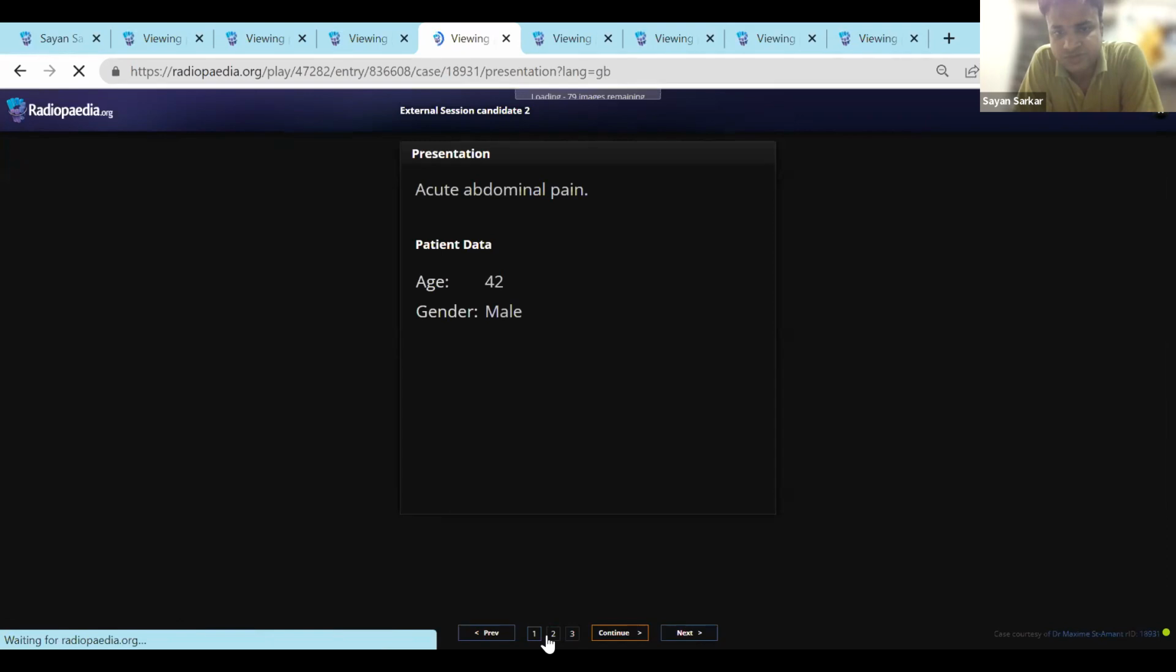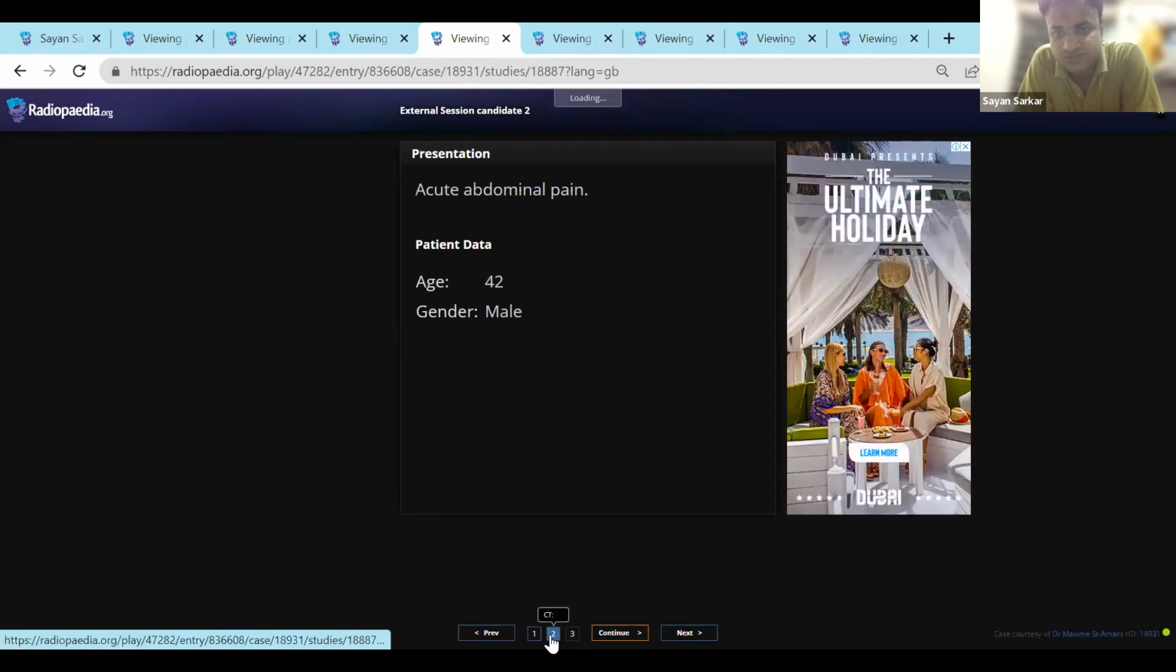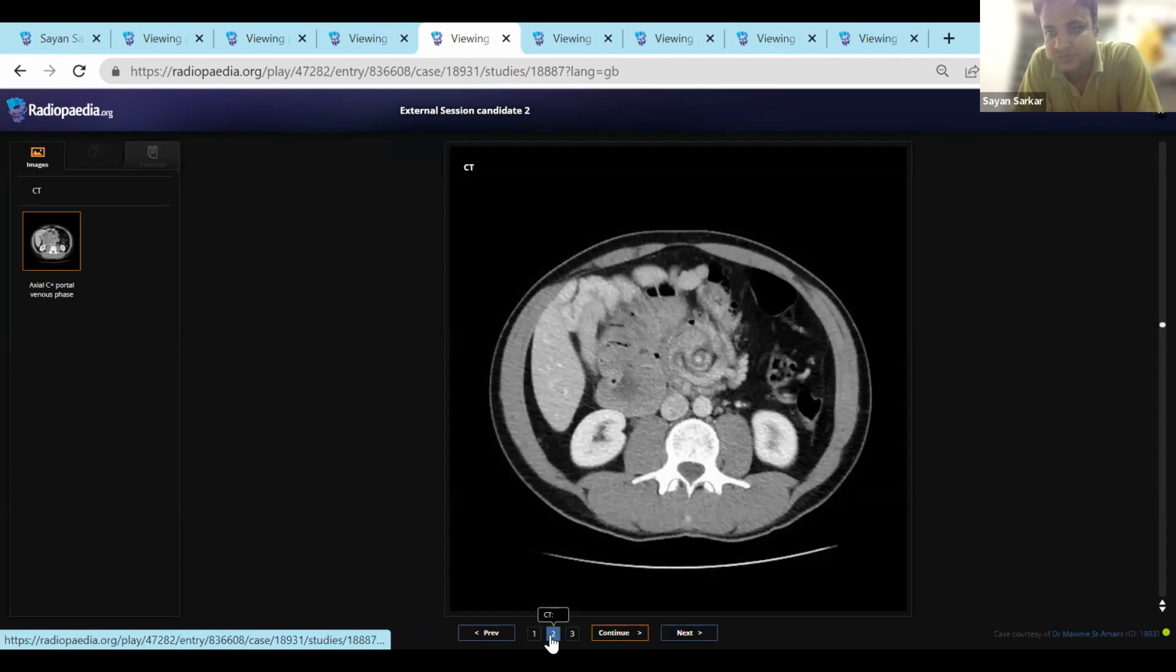Acute abdominal pain. Just 1 second. I'll just click on this here. You can scroll now. Okay.